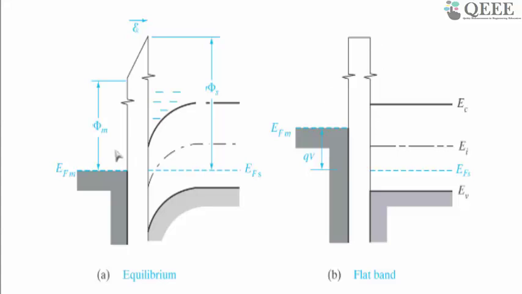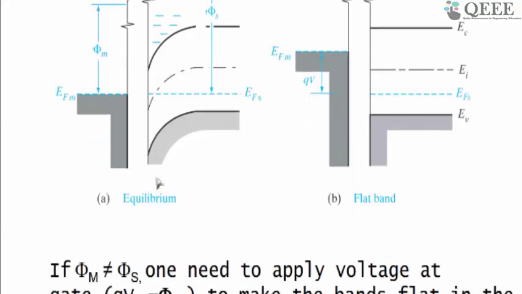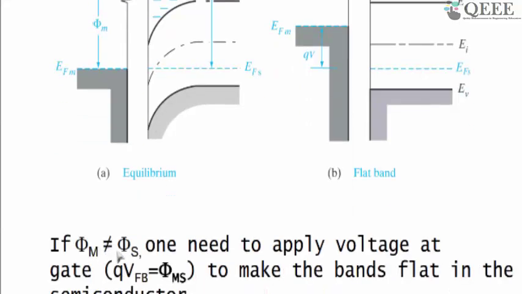So the band bending at equilibrium is caused by the work function difference between the gate and the substrate. If phi m is not equal to phi s, you need to apply a voltage at the gate. That voltage is nothing but phi ms over q. If the units of phi ms are given in electron volts, it is electron volts over the electron charge. So you just need to convert whatever the phi ms is into volts. That is the advantage of denoting any energy in electron volts. You can just remove the word electron and directly write volts. So you need to apply that many volts at the gate to make the bands flat in the semiconductor.